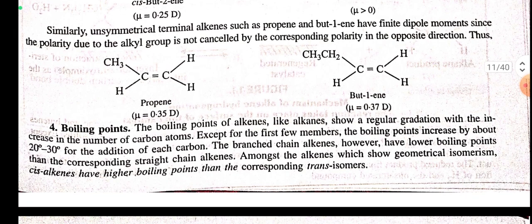Similarly, unsymmetrical terminal alkenes such as propene and but-1-ene have a finite dipole moment since the polarity due to the alkyl group is not cancelled by corresponding polarity in the opposite direction.